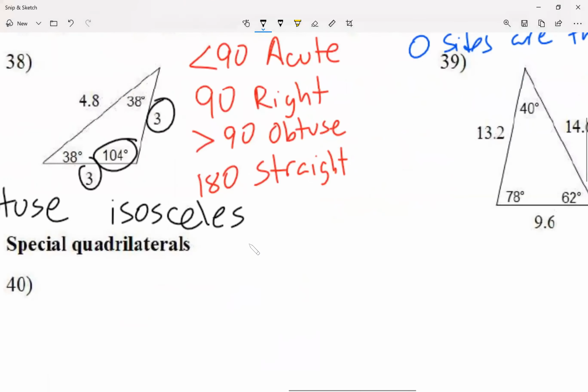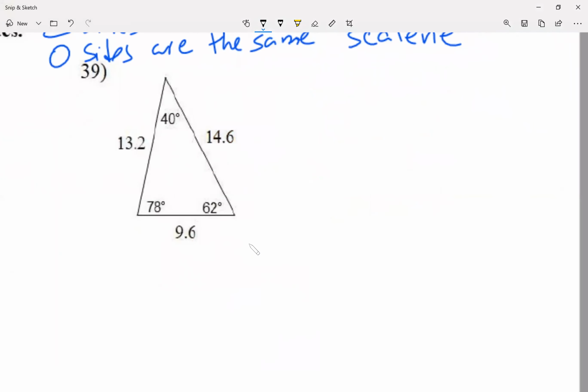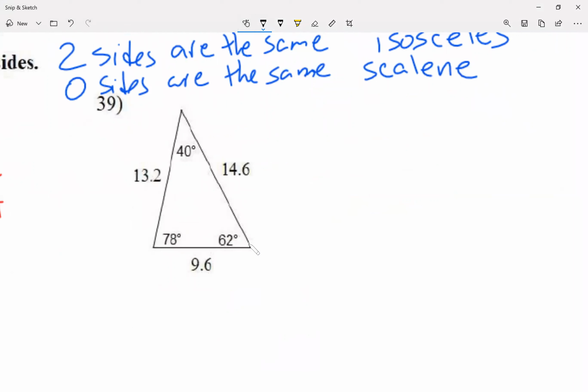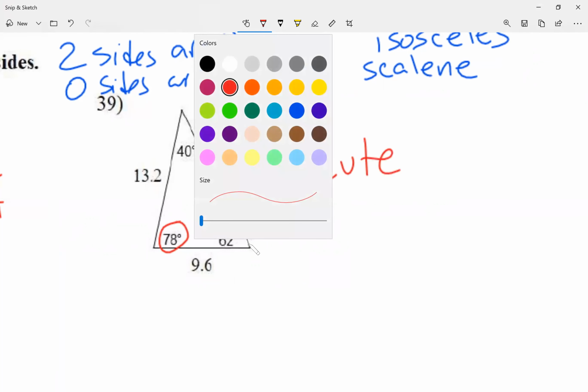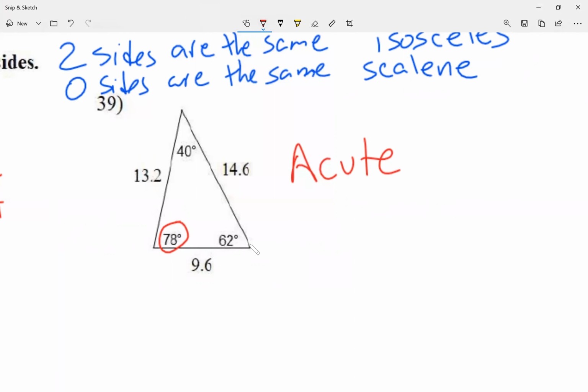So let's take a look at question number 39. When it comes to angles, I'm looking at the numbers inside of the triangle. The biggest number that I see is 78. Now, 78 is less than 90. So I'm going to call this acute. When it comes to sides, I noticed 13.2, 14.6, 9.6. They're all different. So I'm going to call this scalene.